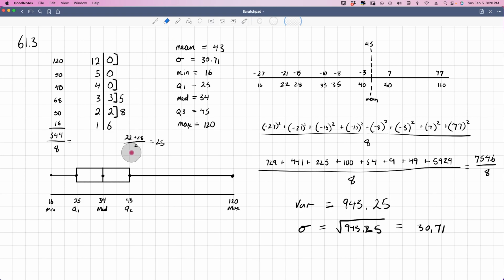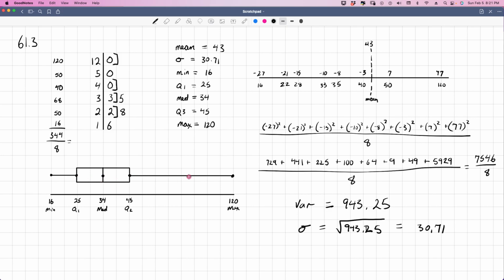And for our Q3, we did the same thing. Our numbers were 40 and 50, and if we add them together, that's 90, but it's technically halfway between, so it'd be 45. So 45 is our Q3. Now, our minimum was 16, and our max was 120.